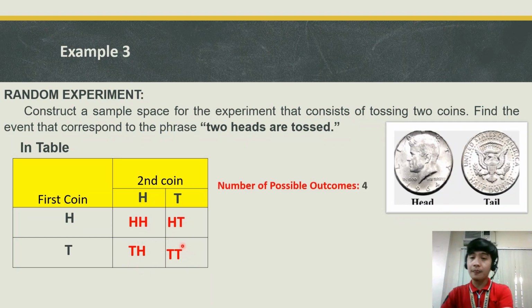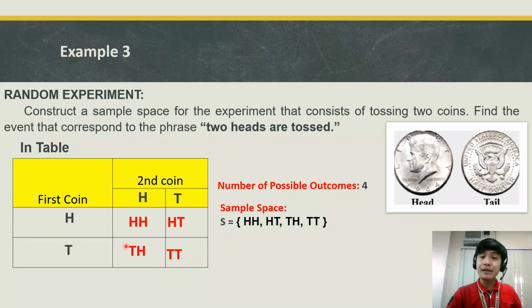So, if we sum up, the number of possible outcomes in tossing 2 coins is 4. How did we say 4? We counted them: 1, 2, 3, 4. These ones in red refer to the possible outcomes when we toss 2 coins. And when we convert this into a sample space, when we say sample space, we use a set of braces. The sample space for this experiment is set S, that is HH, HT, TH, TT. So head, head, head, tail, tail, head, tail, tail.